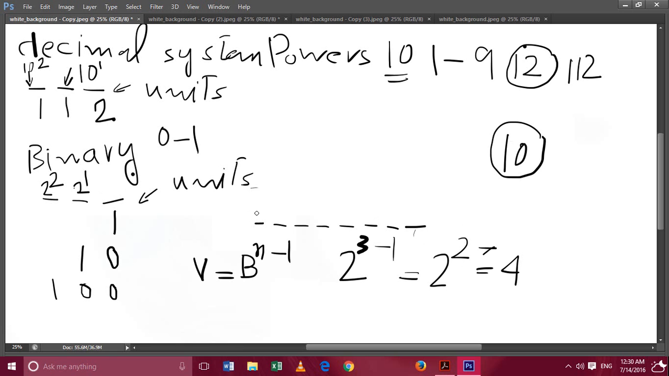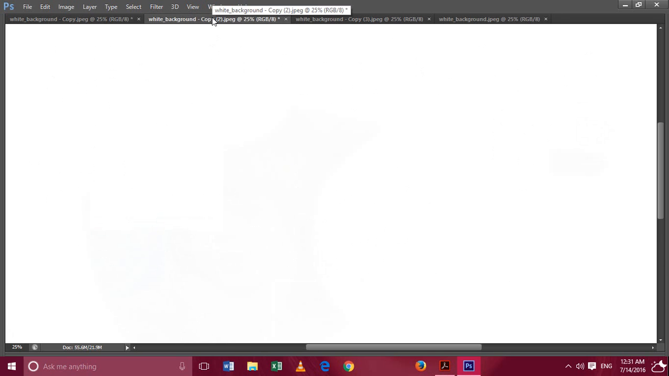If I wanted to know the value of the 8th place, that would be 2 raised to the power of 8 minus 1. That would be 2 raised to the power of 7. Okay, so now that we know all about the values of the places, we're going to take this opportunity to convert a binary number to its decimal equivalent.